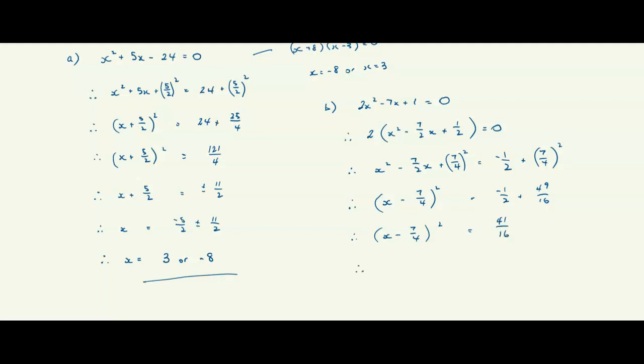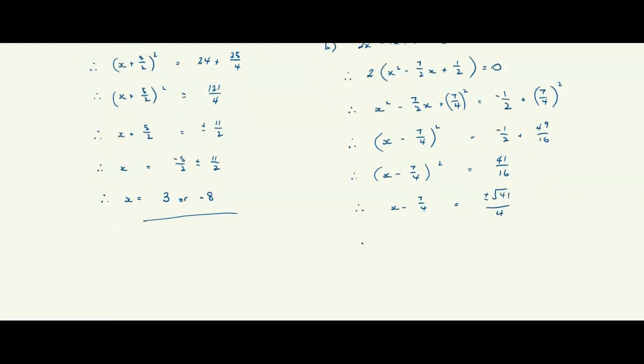And then when we take the square root of both sides, we end up with plus or minus the square root of 41 over 4, square root of 16 being 4. Now I bring my 7 over 4 across, so I end up with 7 plus or minus the square root of 41, all over 4.